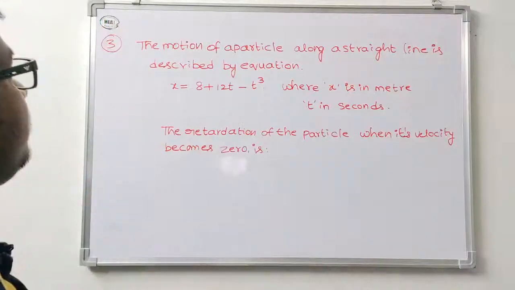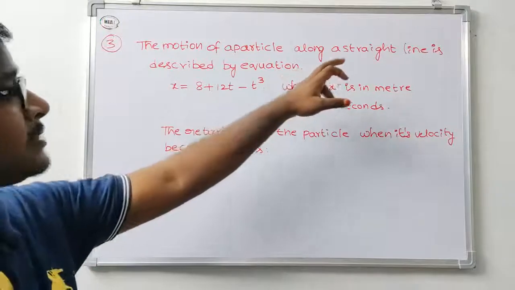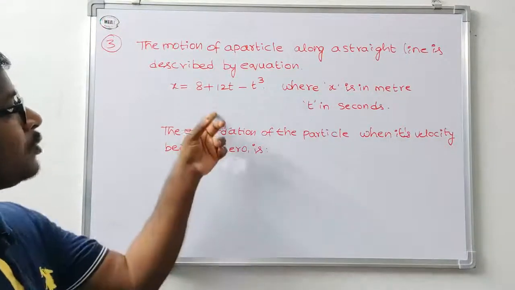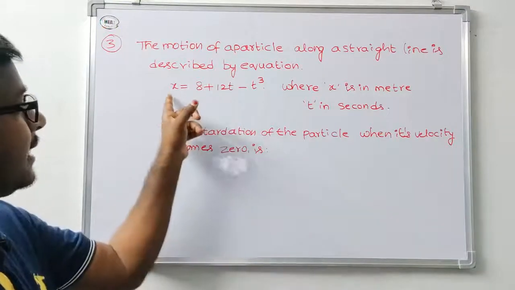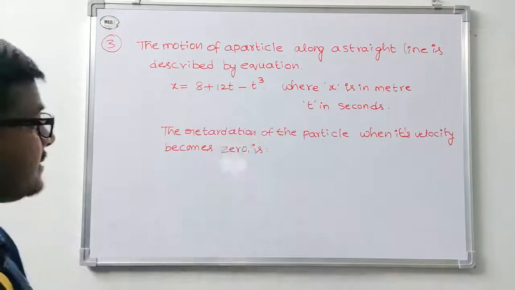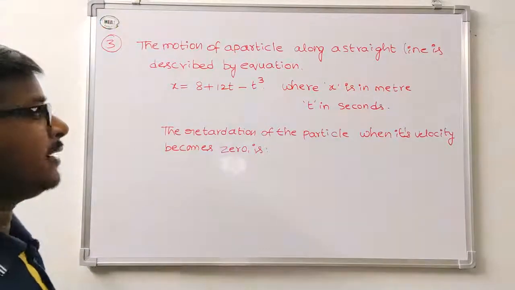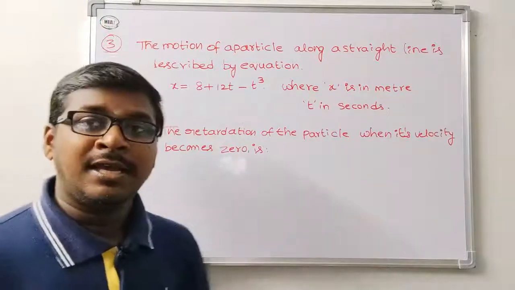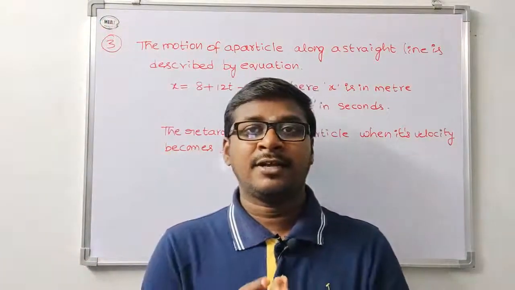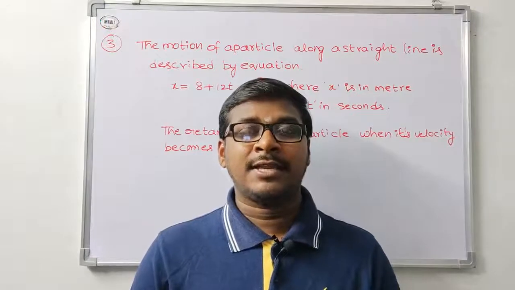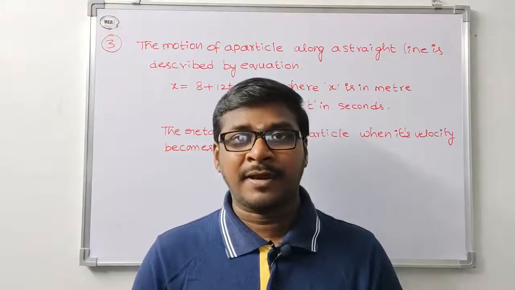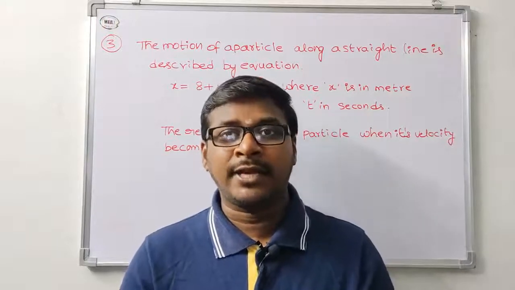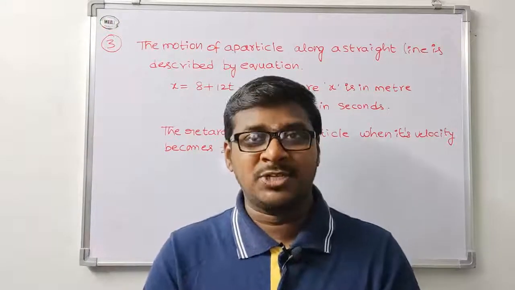In this third problem, the motion of a particle along a straight line is described by the equation x = 8 + 12t − t³, where x is in meters and t is in seconds. The retardation of the particle when its velocity becomes 0 is. So find out the retardation. Retardation means the velocity of a particle decreases with respect to time. That is called retardation or negative acceleration.